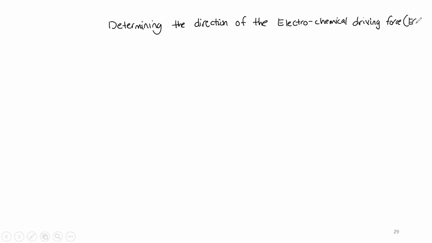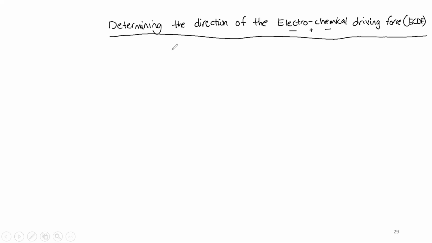In other words, our ECDF. Remember, this is the combined sum of both of those forces. So electro and chemical gives us the electrochemical driving force. So what happens when we combine those forces, and how do we determine the overall net direction of those particles?